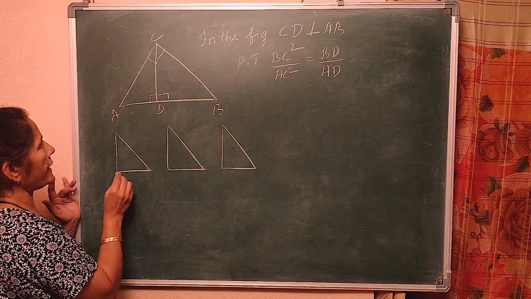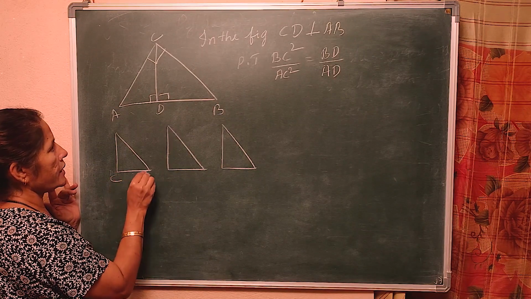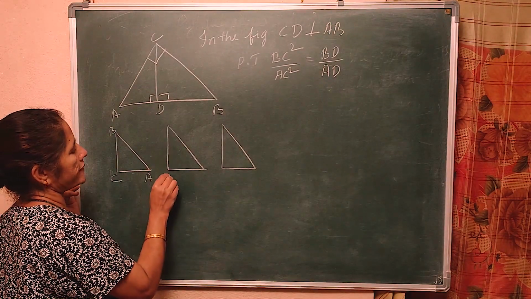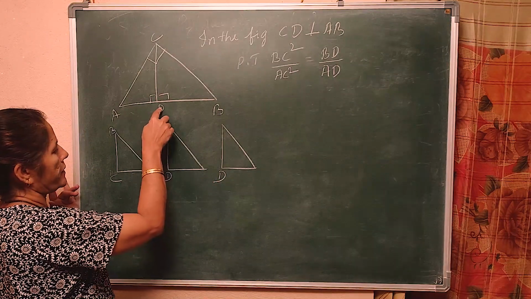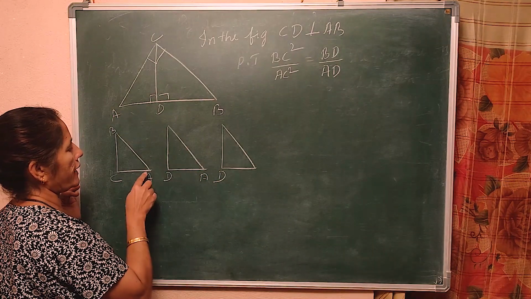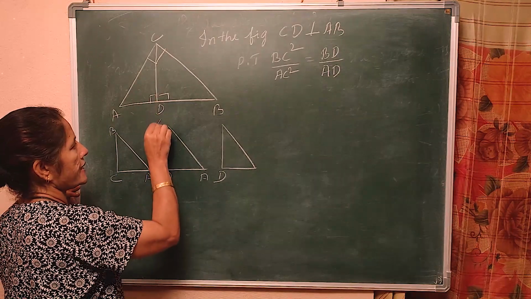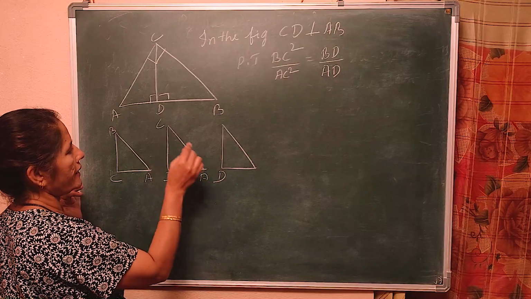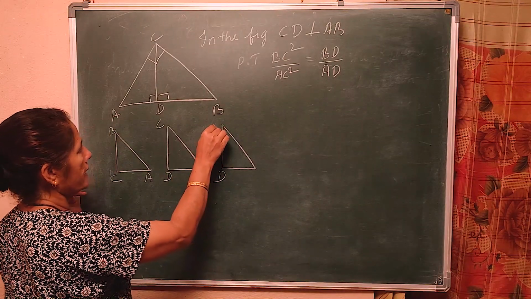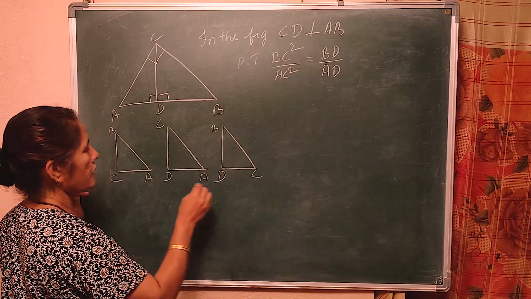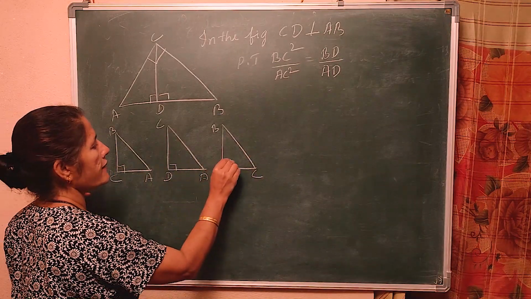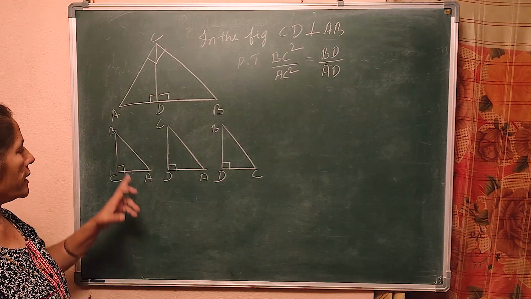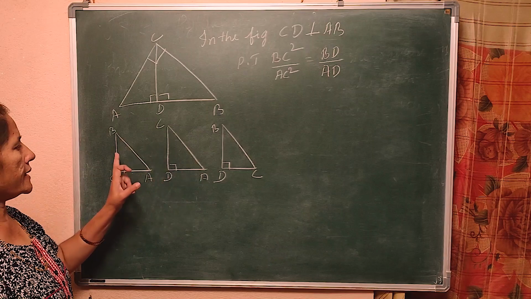Original triangle is right angle at C, base is A, B. Now, let me draw another 2, right angle at D. So D, A, you get common. So DAC. Another one, D, B, C. So now you can prove that they are equiangular and similar. Just now as I proved, you can prove this is similar to this is similar to this.